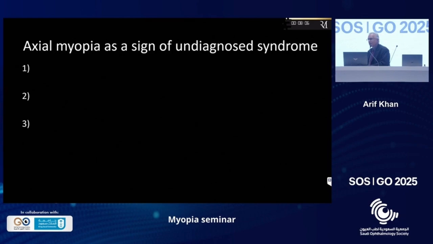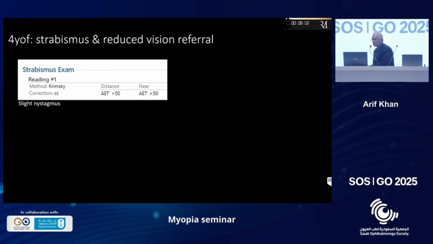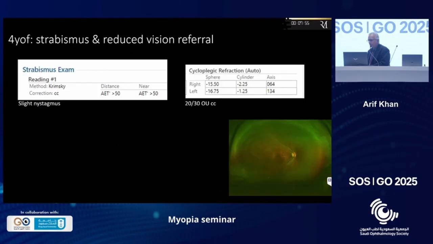I have limited time, so I'm going to stick to 3 scenarios. And the first one is this 4-year-old comes in referred for strabismus and low vision referral, has a large angle esotropia, has high myopia, has a myopic fundus. This patient has an undiagnosed syndrome.